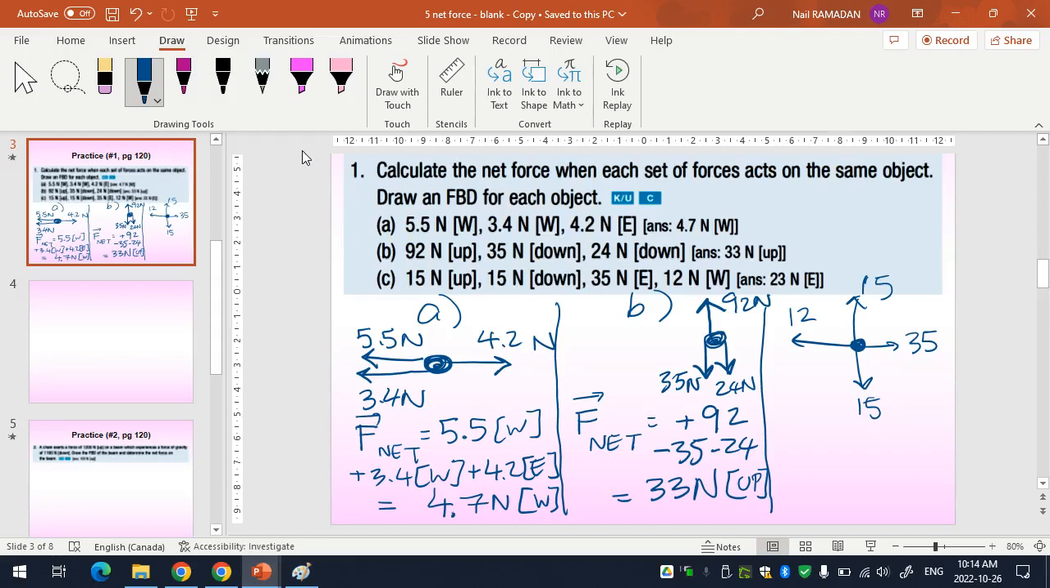Question for you. Is this 1D or 2D? Can you add direction in 2 dimensions? You can't. So what do we do? We have to split into how many dimensions? We have to do the vertical on its own, and then we have to do the horizontal on its own. Okay, so we have to do what? You have to do F net.